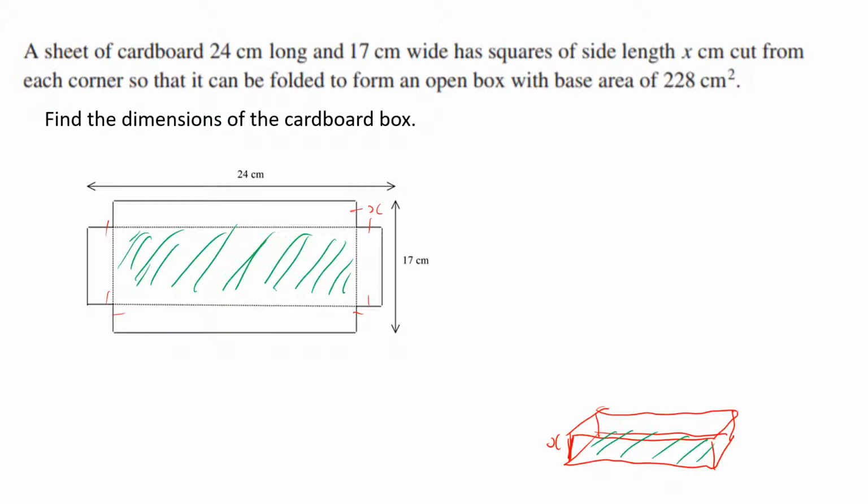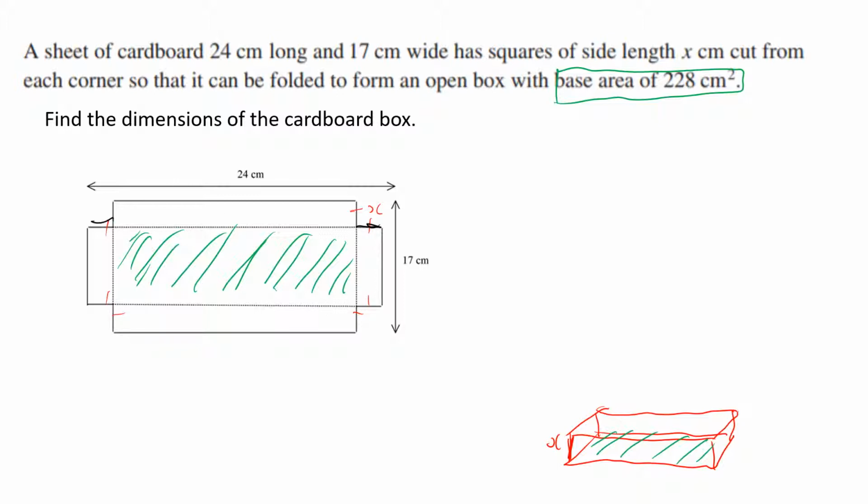Okay, but how to describe the length and width of the base of the box? Obviously the base area is 228 centimeters squared, so length by width will end up being 228. So this really comes down to what's the length and width of that green rectangle that's shaded. Hopefully some of you are onto it. We started out with a length of 24 centimeters, to which 2 lots of x has been removed, an x on this side and an x on that side.